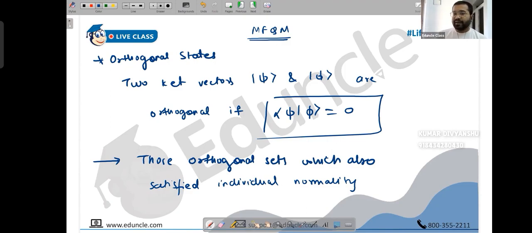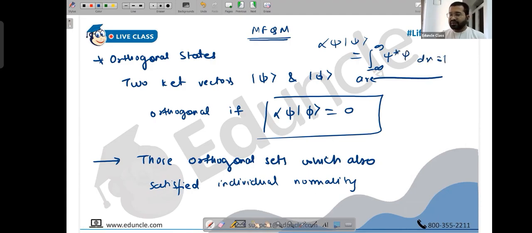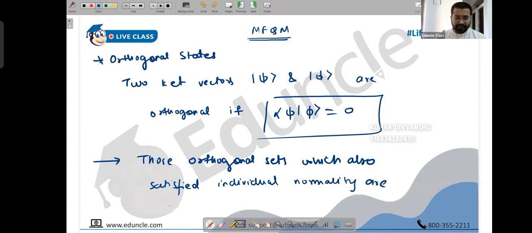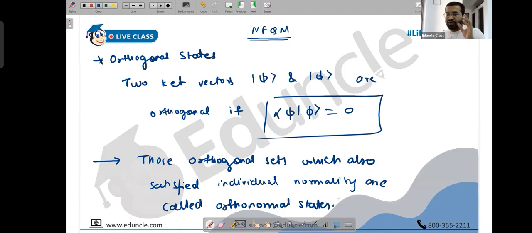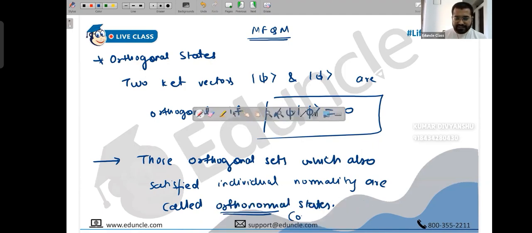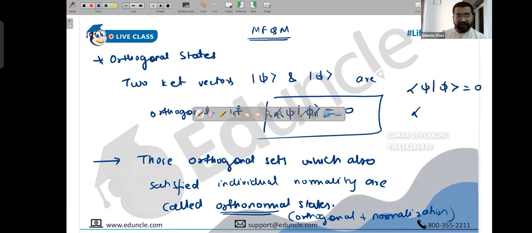The value of <psi|psi> should be 1, people. Last time we learned what normalization is. The value of <psi|psi> equals the integration from minus infinity to infinity of psi star psi dx, over all space. That value is supposed to be 1. Those which satisfy individual normality are called orthonormal states. Orthonormal means orthogonal plus normalized. It is a combination of two words: orthogonal, plus they are individually normalized also. So if <psi|phi> is 0, they are orthogonal to each other. However, the value of <psi|psi> individually will be 1 and the value of <phi|phi> individually will be 1.